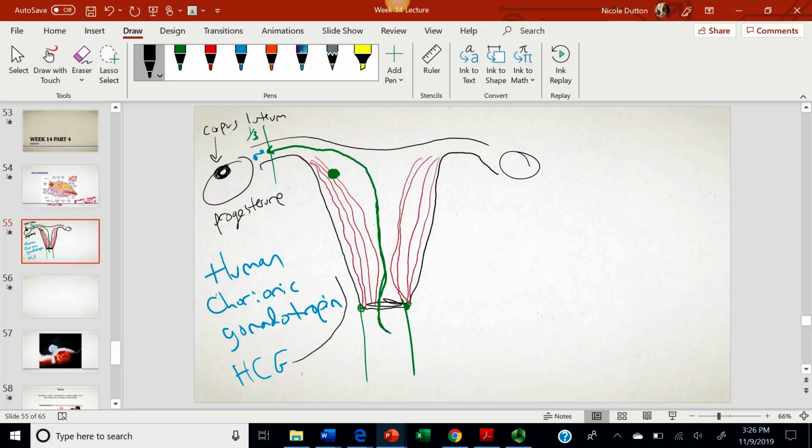HCG tells the corpus luteum to continue progesterone production so that progesterone will maintain the uterine lining and keep the uterine lining in place. If we've had an implantation event, we need this uterine lining to stay in place. We don't want menses to happen. So that's HCG's job: to tell the corpus luteum to continue progesterone production so that progesterone can maintain the uterine lining for the pregnancy.